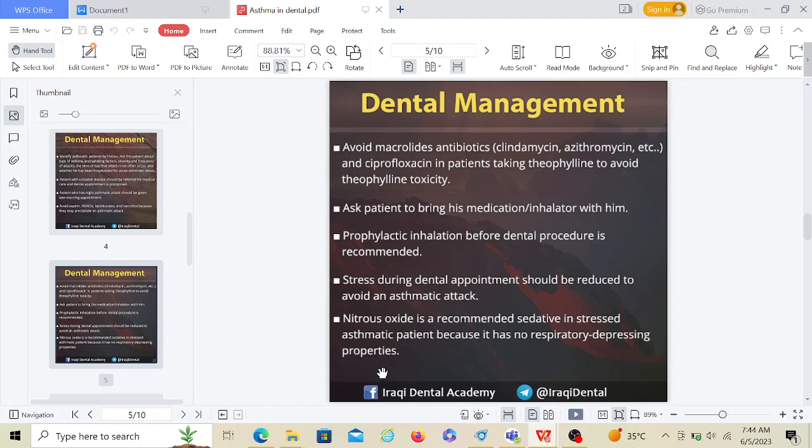So you may have a question which will say, all of the following sedatives cannot be given except. So nitrous oxide is the answer. You cannot give a narcotic sedative because they are respiratory depressants. But like this point has mentioned, nitrous oxide is recommended. Or they may ask, what kind of sedative can you give in the asthmatic patient? So the answer becomes nitrous oxide. You can give. So this is an important, exam-worthy point.